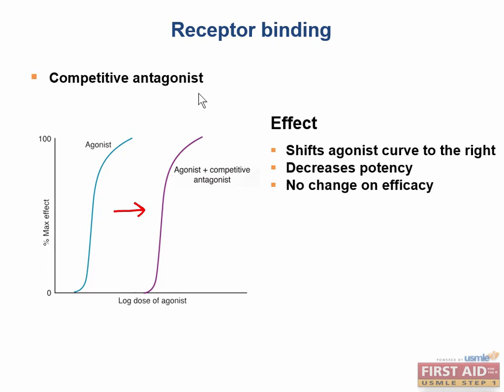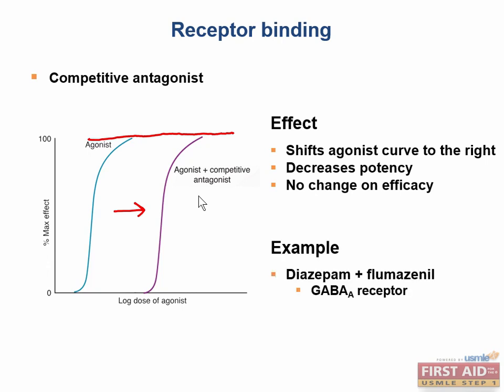In other words, a higher concentration of the drug is now required to achieve this given effect, but the drug can still achieve the same maximal effect. So notice here that the drug is still exerting a 100% maximal effect. However, we just need more drug to achieve that effect now. The effect of benzodiazepine, such as diazepam, on the GABA A receptor in the presence of flumazenil is going to be an example of competitive antagonism.